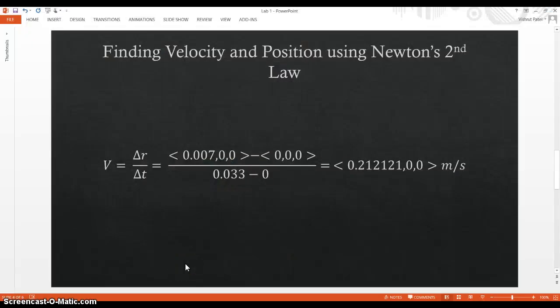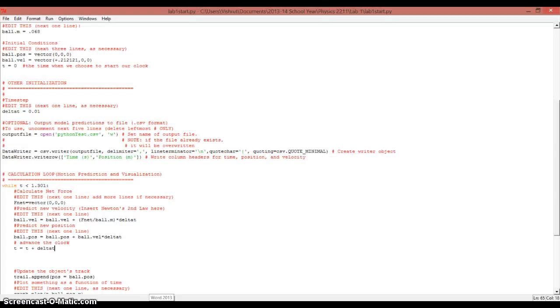Using the data that we obtained from Tracker, we can now determine the average velocity. The formula for the average velocity is change in r over change in t. The two data points that I used were the first and second position overall. Using these positions, I divided those by the time over the course of those positions and got an average velocity of 0.21.